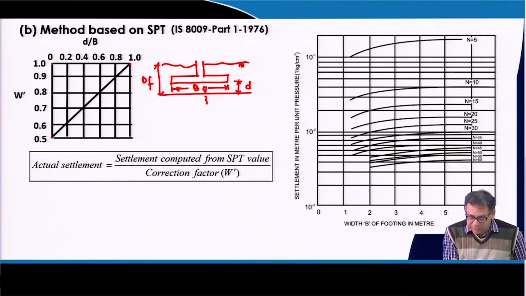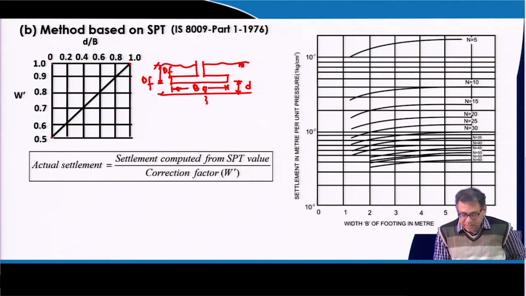So if D by B equal to 0, that means the water table is at the base of the foundation, then the correction factor will be 0.5, and if D is equal to B, then the correction factor will be 1. If your water table is at the ground surface or in between the ground surface and the base of the foundation, then also the correction factor is 0.5. DF is not up to this, DF is up to the base of the foundation. So if the water table is at the base of the foundation or above, then the correction factor will be 0.5, and below that within the width of the foundation, you have to calculate by using this chart.